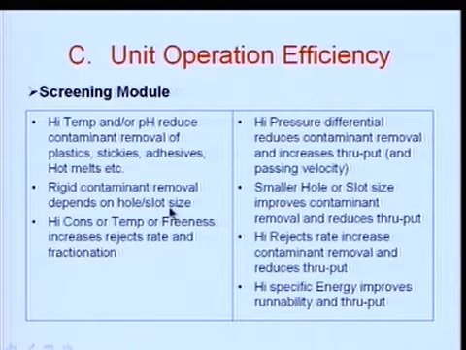Rigid contaminant removal depends on hole and slot size, and this does not depend on the probability of removal, because depending on the hole or slot size, anything bigger than them will get 100% removal. Smaller hole or slot size improves contaminant removal and reduces throughput. So high consistency, temperature or freeness increases reject rates and fractionation. You must have done this also. Reject rates are increased because the high consistency helps increase the reject rate. As the reject rate increases, contaminant removal increases, and a high reject rate increases contaminant removal.